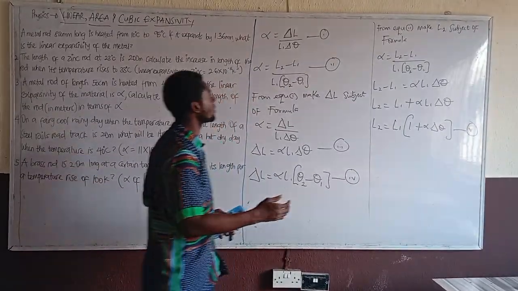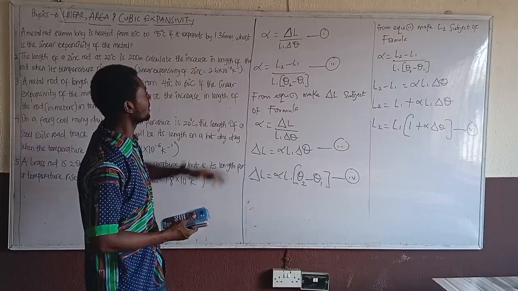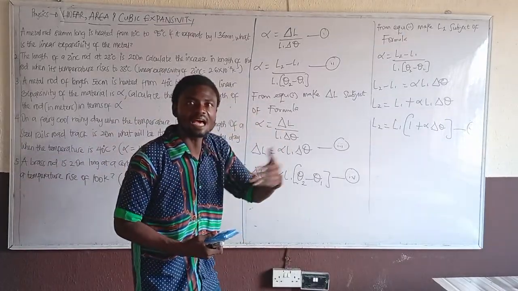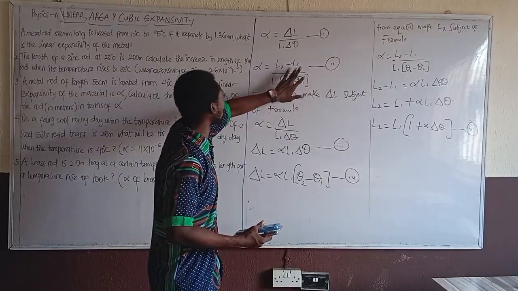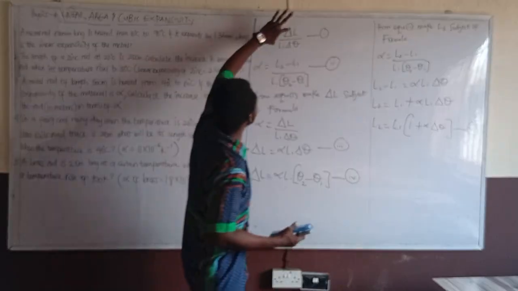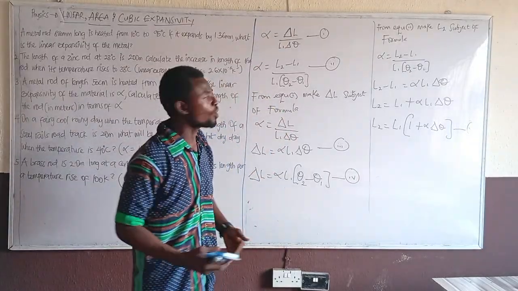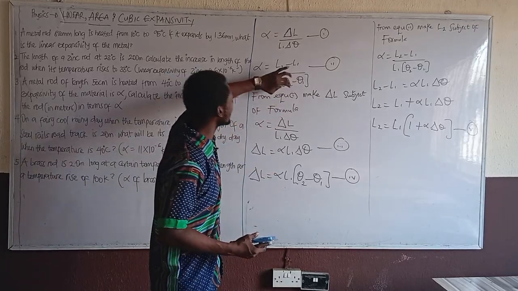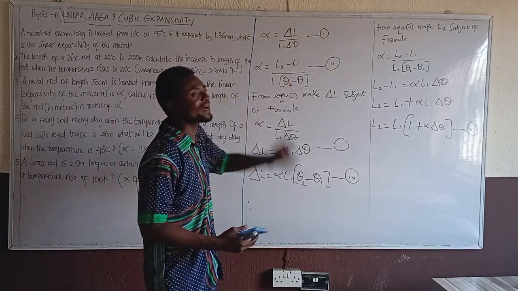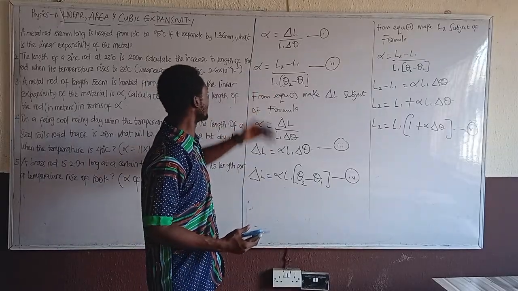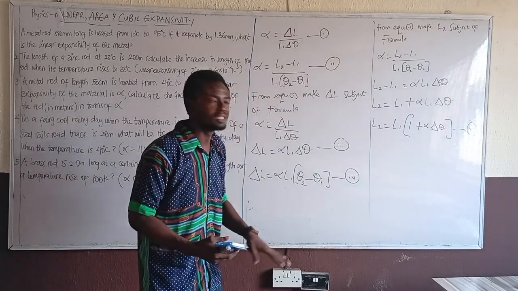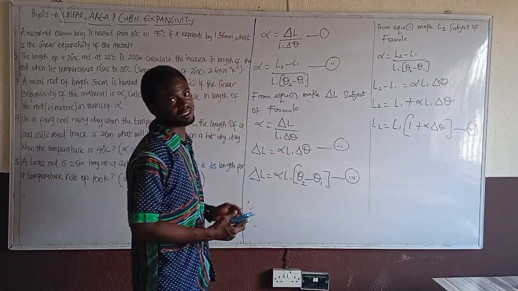So before we move to our number 1 question, don't forget that alpha is linear expansivity, L2 is final length, L1 is initial length, delta L is change in length or increase in length, then theta 2 is final temperature, theta 1 is initial temperature, then change in theta is delta what? Theta. So that is that.